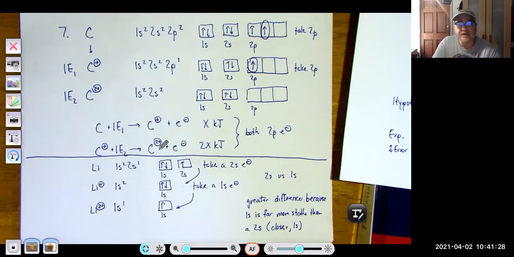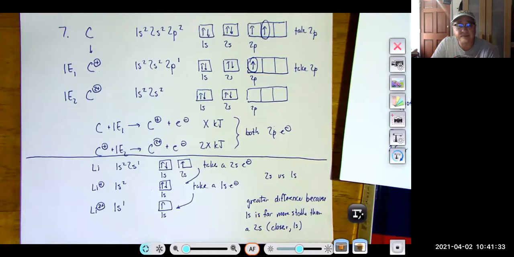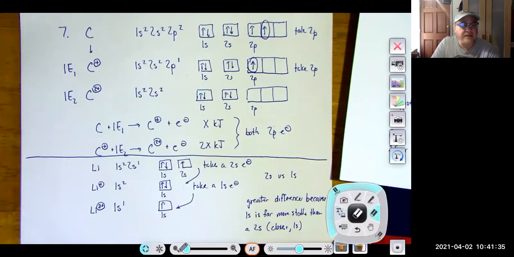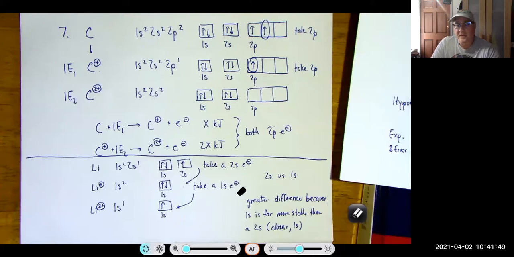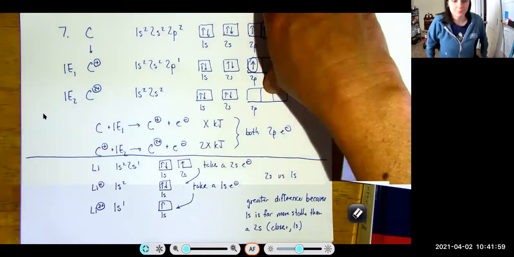Now that we've done this for 2 of them, we probably don't need this sort of detail for the rest. But let's take a look at the others. I've got to go back to my other screen to see what other atoms we're looking at. So we're looking at nitrogen and beryllium, right? Okay, so this is still number 7.